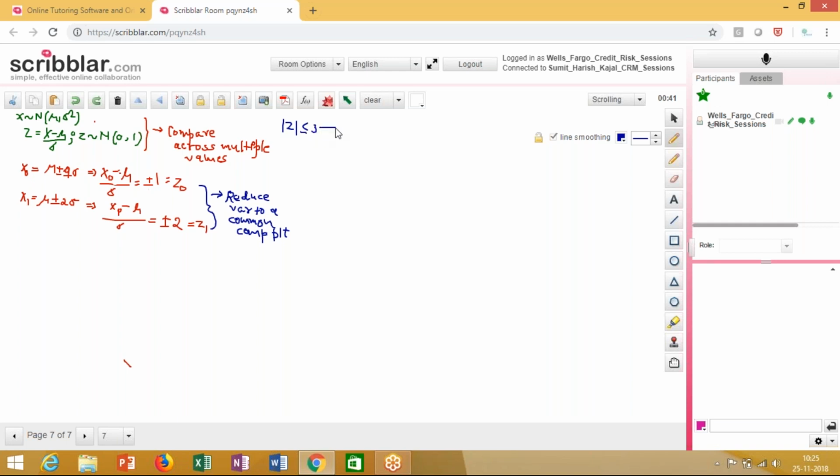So up to 3, I'll flag it as green, because if Z is less than or equal to 3, it means that Z is lying within the interval of mu plus minus 3. Now, if mod of Z is greater than 3, I'll flag it as red. So over here Z is less than or equal to 3, and Z is greater than 3.